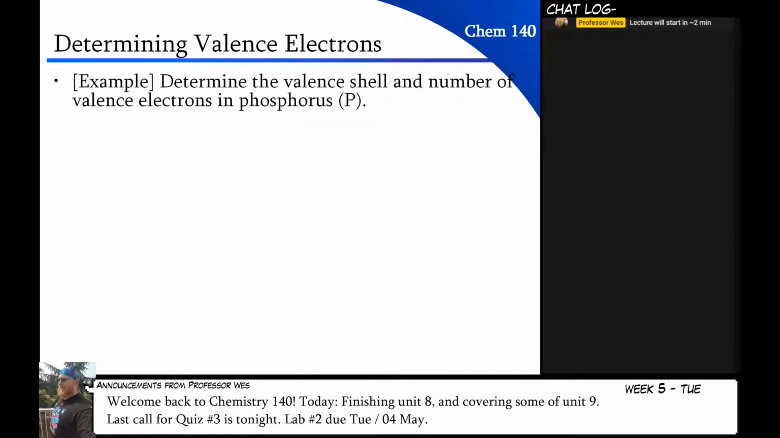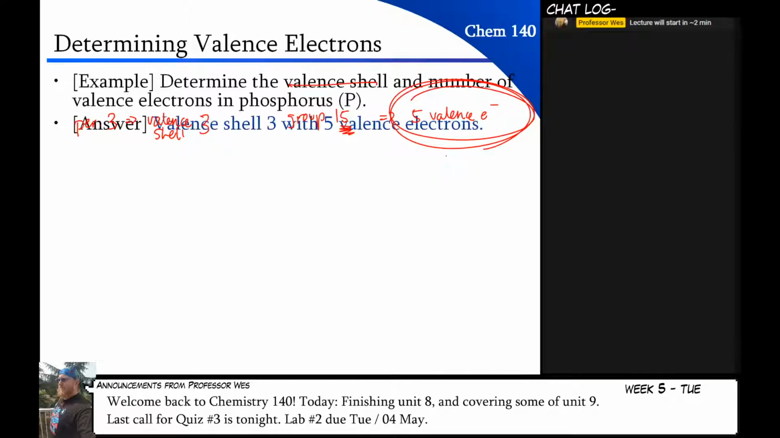If we find phosphorus on the periodic table, phosphorus is in group 15. The ones digit is a 5, so that would be 5 valence electrons. Oh, I also asked you for the valence shell. And so the valence shell would be, well, it's in period 3. So the valence electrons would be in the 3rd shell. We're not going to care terribly much about the valence shell. We're going to care mostly about this one. This is the important one, the number of valence electrons. And of course, my text appears right over where I wrote it.